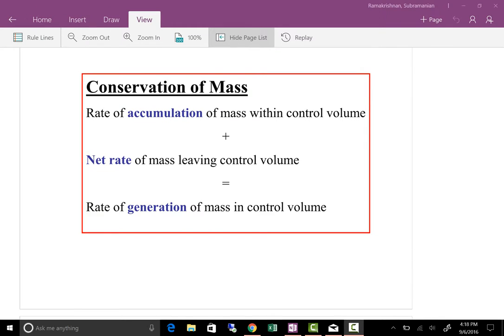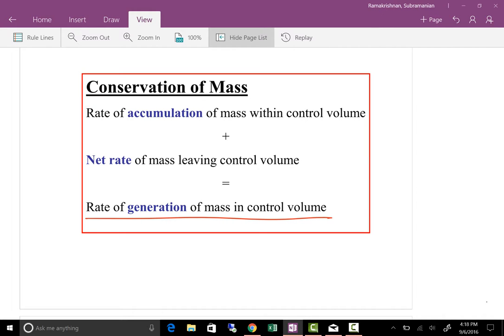Okay, so we dealt with vector notation and the integral form. So let's try to develop the same integral form of the mass balance again. These are slides going along with how it is done in your textbook. Again, the conservation of mass states that the rate of accumulation of mass within the control volume plus the net rate of mass leaving the control volume is equal to the rate of generation of mass in the control volume.